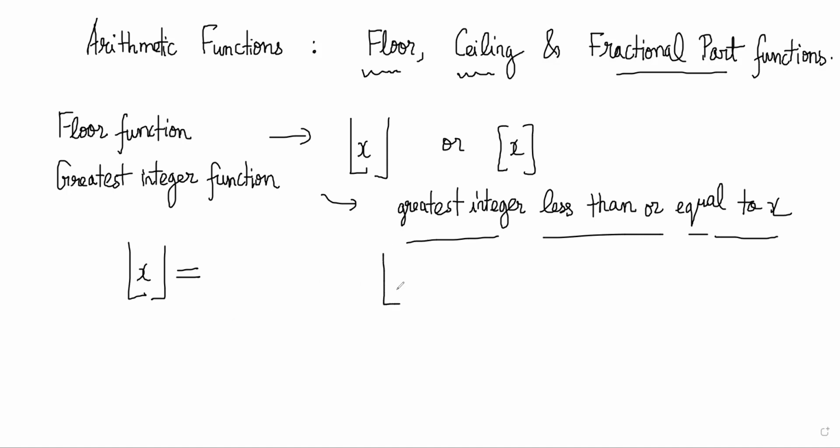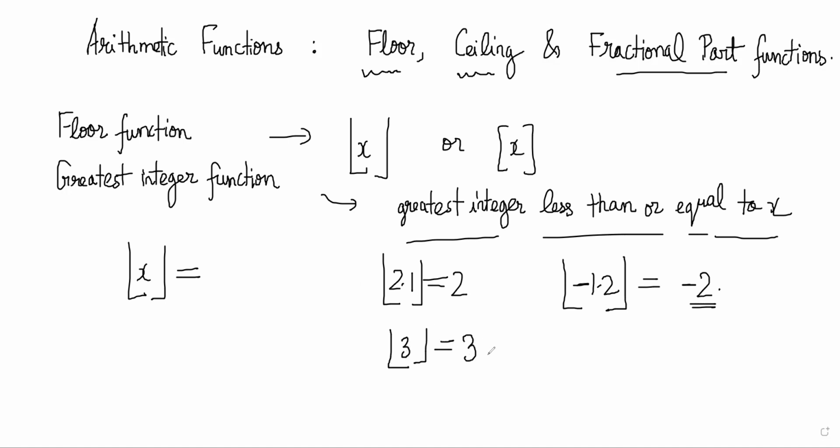For example, GIF of 2.1, or floor of 2.1, will be 2. Similarly, floor of minus 1.2 would be minus 2, because minus 2 is the greatest integer less than minus 1.2. And GIF of an integer would be the integer value itself, because it can be equal to x.